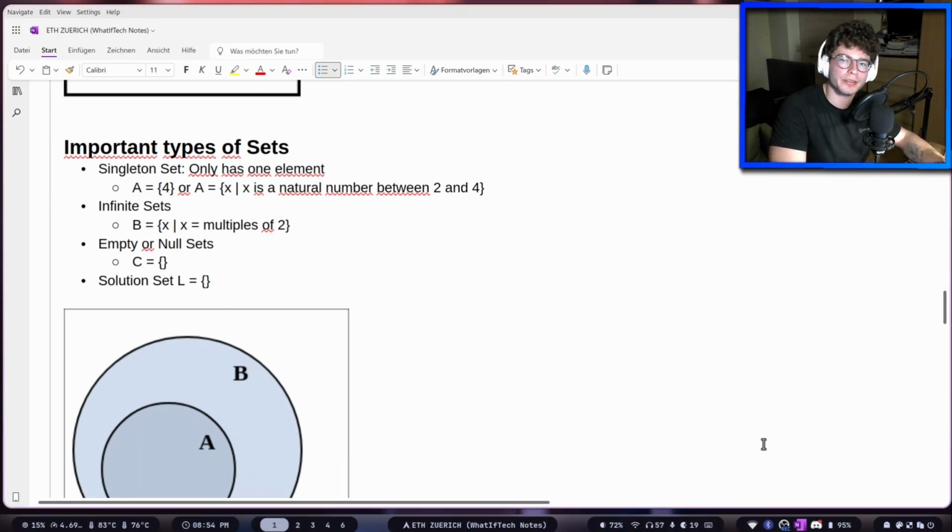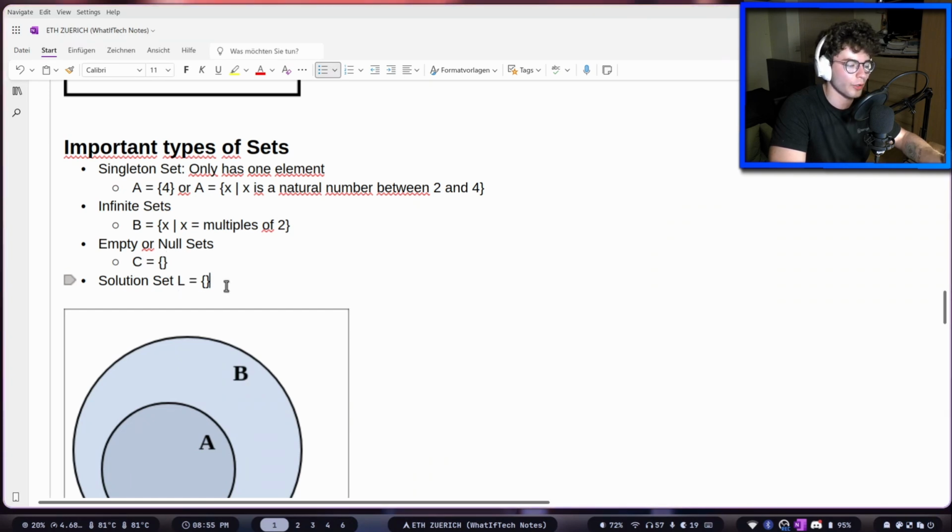The last two topics of the theory part of this video are important types of sets, other than the mathematical sets we covered previously, and intervals. Important types of sets are the singleton set. The set only has one element, so the element of A is 4, or in set builder form x is a natural number between 2 and 4. Infinite sets: the set B has unlimited elements, x is multiples of 2. The set C is an empty or a null set, so it doesn't have any elements.